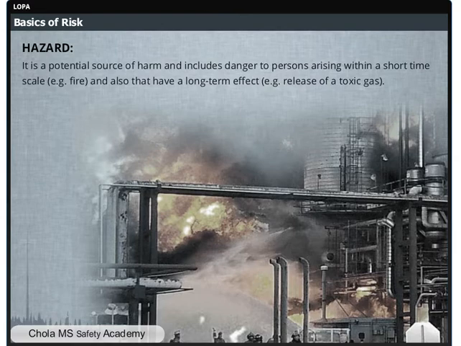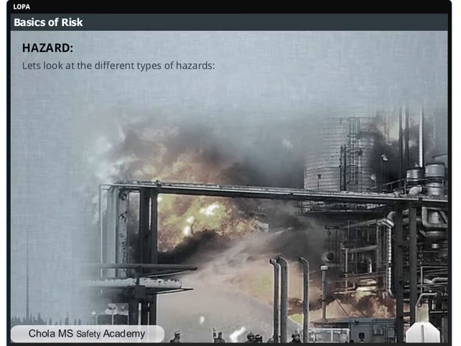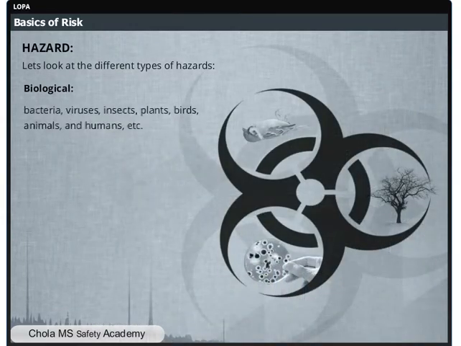Hazard. It is a potential source of harm and includes danger to persons arising within a short time scale, example fire, and also that have a long-term effect, example release of a toxic gas. Let's look at the different types of hazards. Biological, which includes bacteria, viruses, insects, plants, birds, animals and humans.